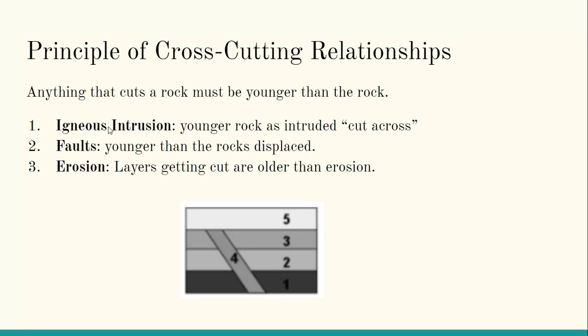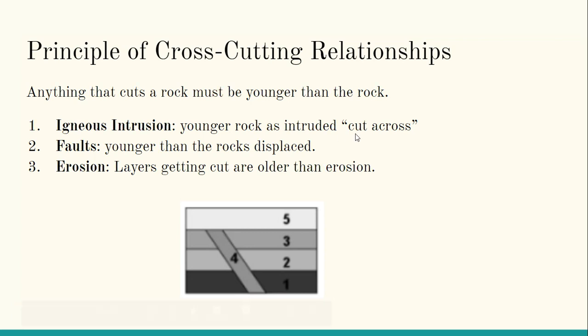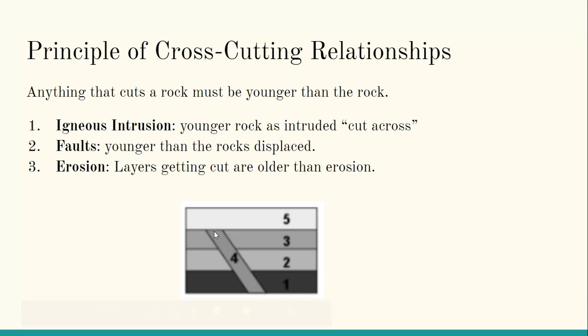There are three things that can cut across. It could be an igneous intrusion. That would make a good name for a rock band, excuse the pun. Igneous, it just basically means magma coming across, and that's what happened down here in this picture. Younger rock has intruded and cuts across. So layers 1, 2, and 3 had to be there before layer 4, this igneous intrusion, could cut across it.